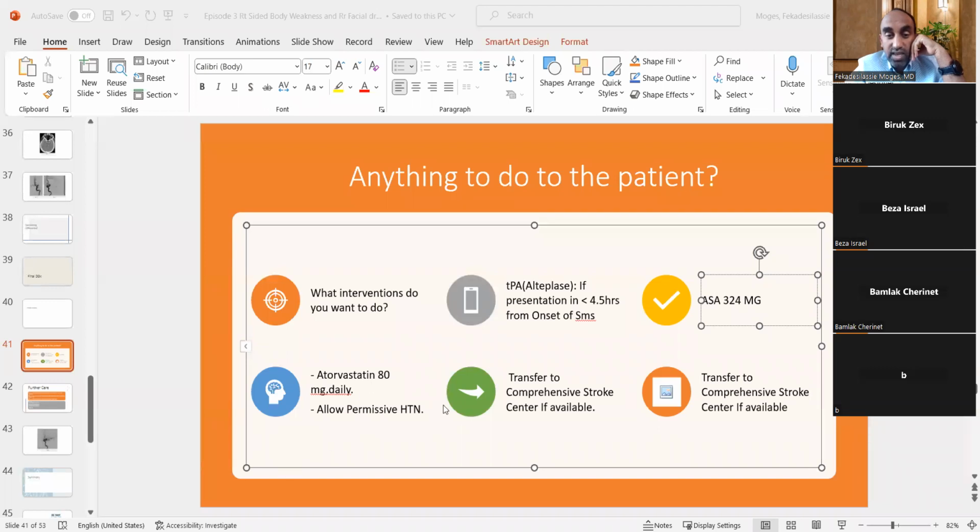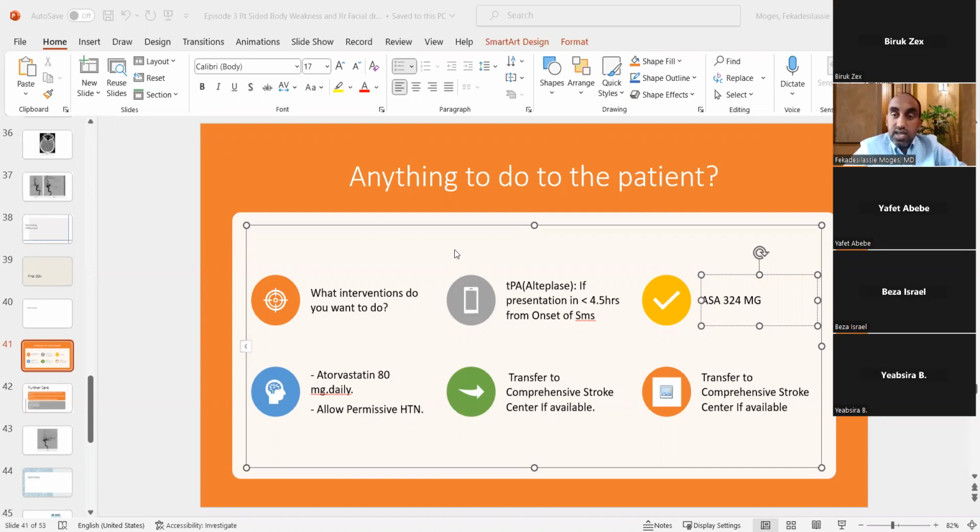Then once you do the stabilizing measures, you have to transfer the patient to a comprehensive stroke center if available. Not all centers, even in the US, are stroke centers. There are institutions that are designated stroke centers. They have to be designated. The US government has its own criteria, and you have to qualify for that. If you are not a designated stroke center, you have to refer them to those centers and transfer to a comprehensive stroke center if available.